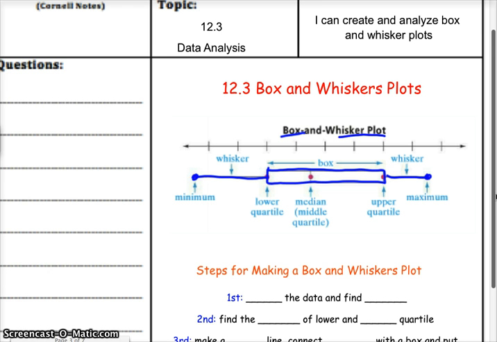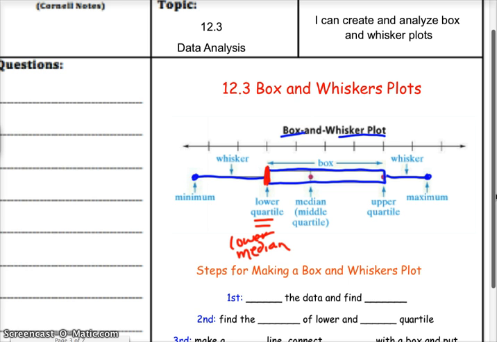This box is very important. The box tells us some important information. It gives us the lower quartile. This line right here represents the lower quartile. The lower quartile really means the lower median. So that quartile is just a median of a data set, but it's not of the main data set.